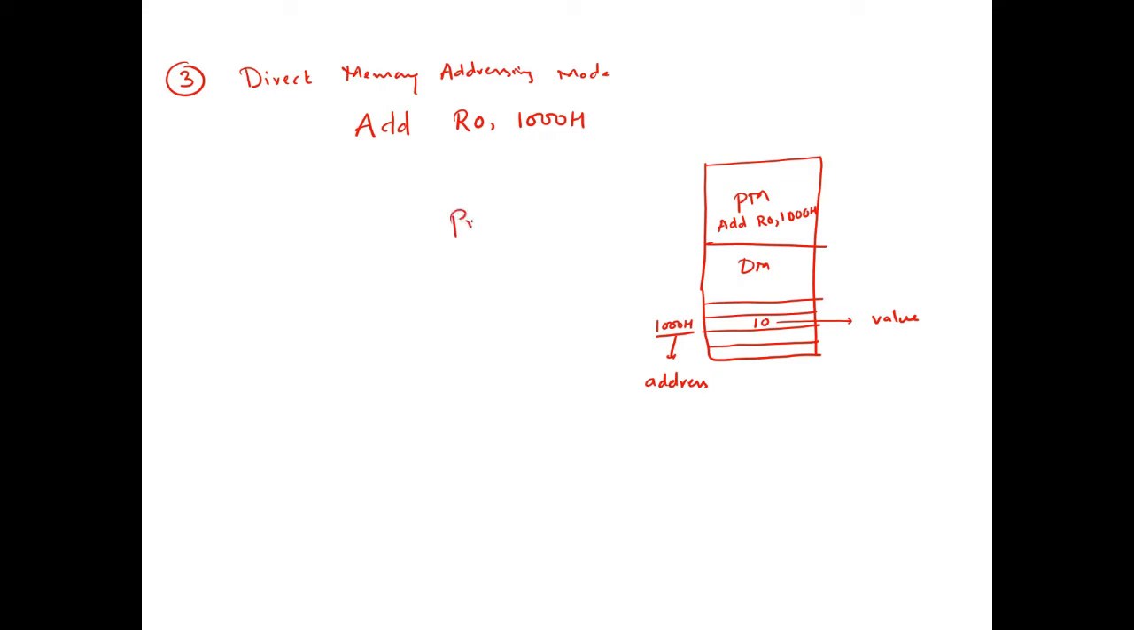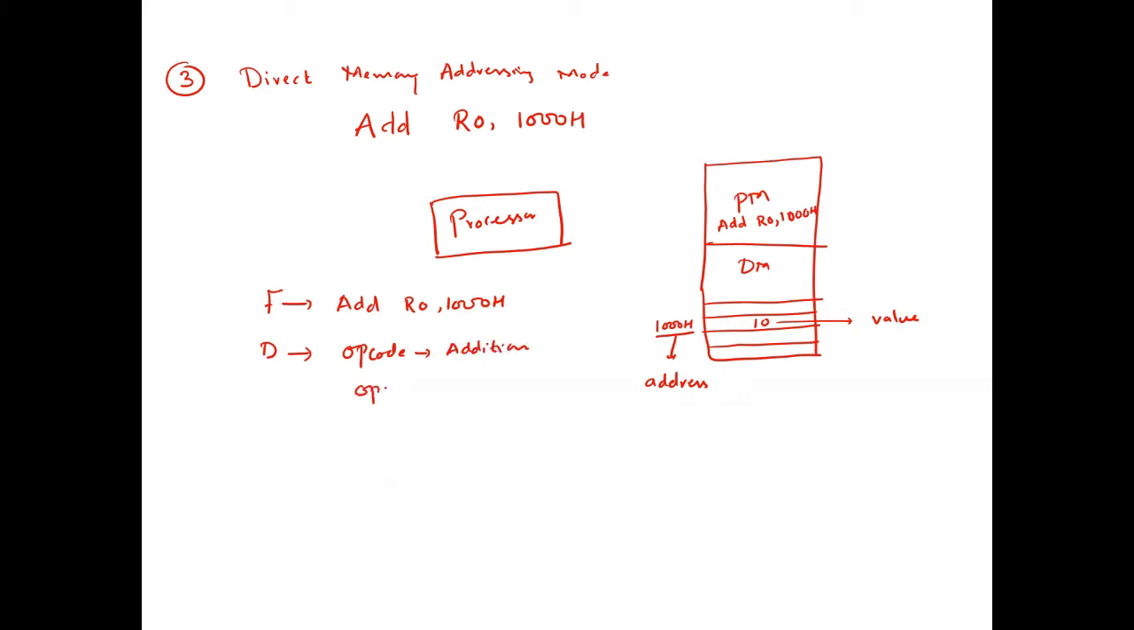when the processor retrieves the instruction from the program memory, it has now fetched the instruction add R0, 1000H. And in the decode phase, it will decode and identify the operation code. It will identify that it is addition, that operand 1 is present in R0, and that operand 2 it needs to retrieve again from the data memory.